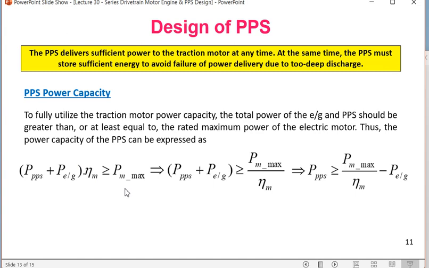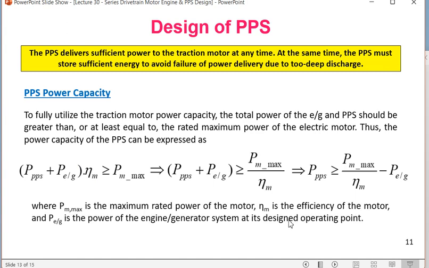PM max is the maximum power required by the vehicle on a difficult road. The road may be very difficult, but PM max will be the maximum power required by the transmission system of the vehicle to take it through very steep hills and any kind of difficult terrain. So the total power produced multiplied by the efficiency, which is less than 100%, should be greater than or equal to PM max. If it is less than PM max, the vehicle will go uphill and then come down. It will not be able to cross the hill. You just rearrange it: PPS plus PEG should be greater than or equal to PM max divided by eta m.